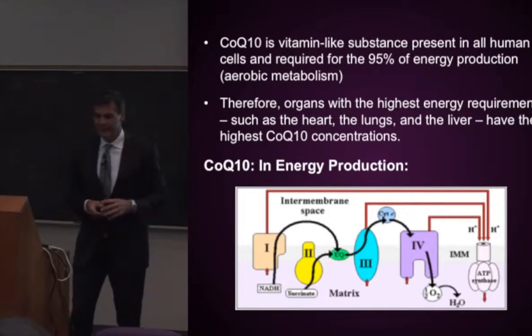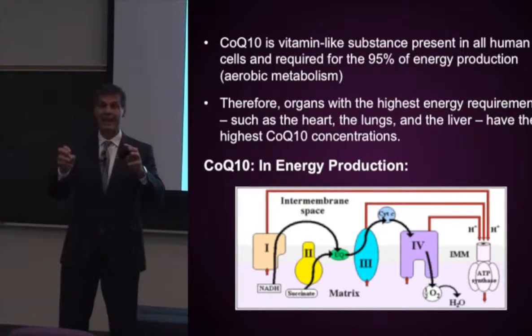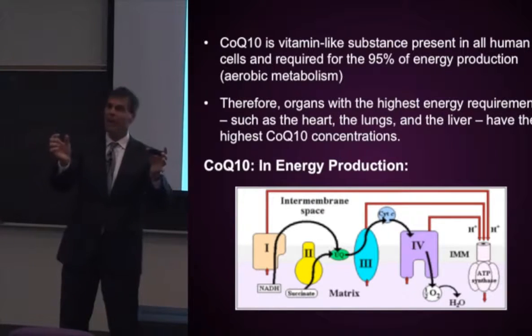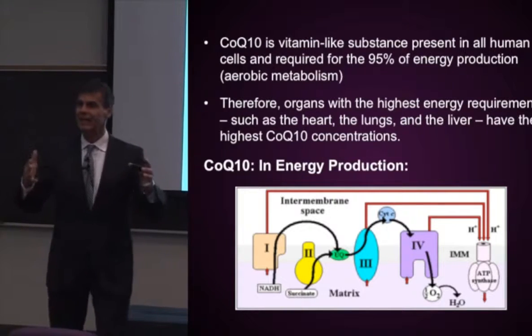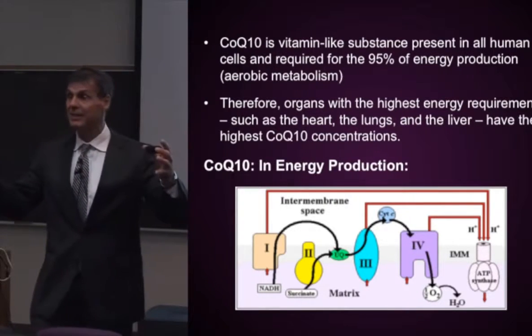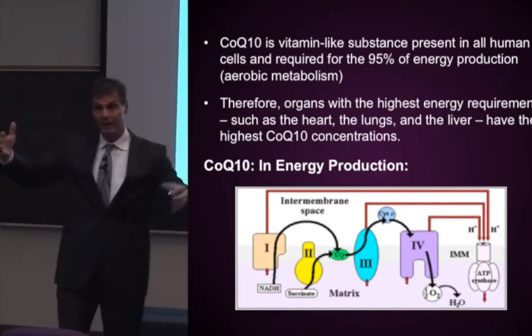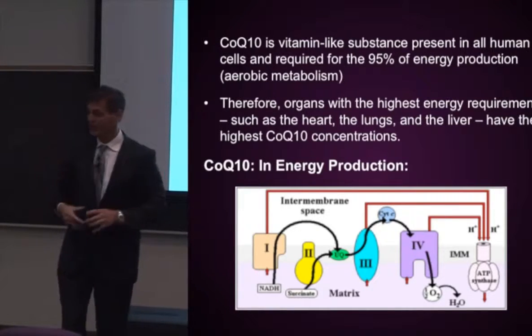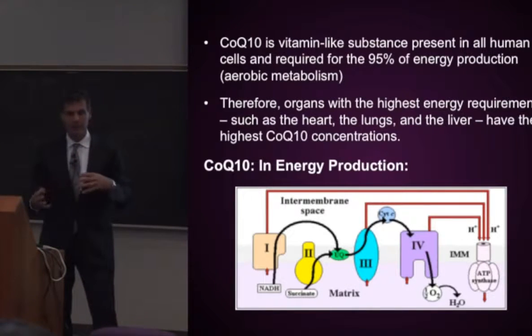So CoQ10 is a vitamin-like substance present in all human cells. 95% of all the energy you're making in your cells right now is being made aerobically. About 5% is being made anaerobically. When you're just at rest or light to moderate activity, 95% of the energy in all your cells, including your brain cells, that ATP energy that you're generating to power your biological machinery, primarily through aerobic pathways to mitochondria, CoQ10 is intimately involved in that. Therefore, organs with the highest energy requirements, such as the heart, the lungs, the liver, have the highest CoQ10 concentrations because there's a lot of metabolic activity there. They've got to generate a lot of ATP. There's high levels of CoQ10 there.